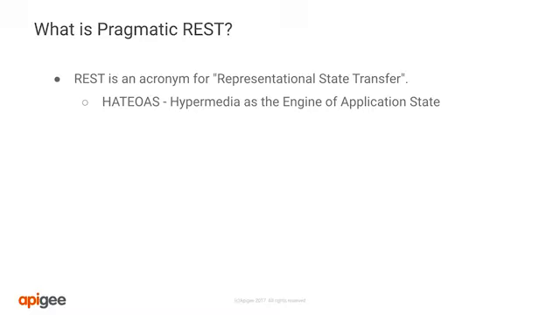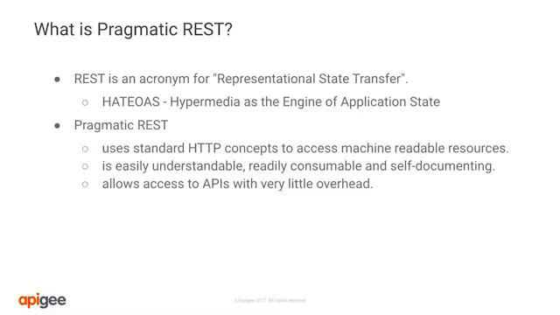of application state, which means that response payloads should include hyperlinks instructing the developer or application on what action can be performed next. This module will focus on pragmatic REST, which is an outside-in view of how to design an API and may not include hyperlinks in the response payloads. We'll use the standard HTTP semantics and define representations that are easy to understand, self-documented, and allow your app developers to consume the API as quickly as possible.